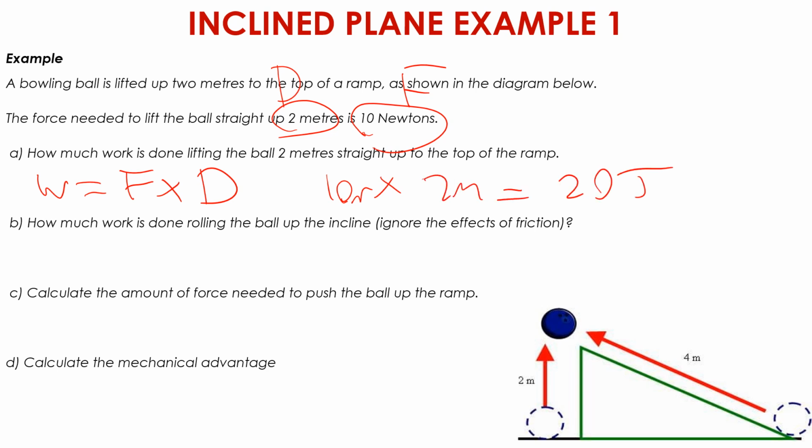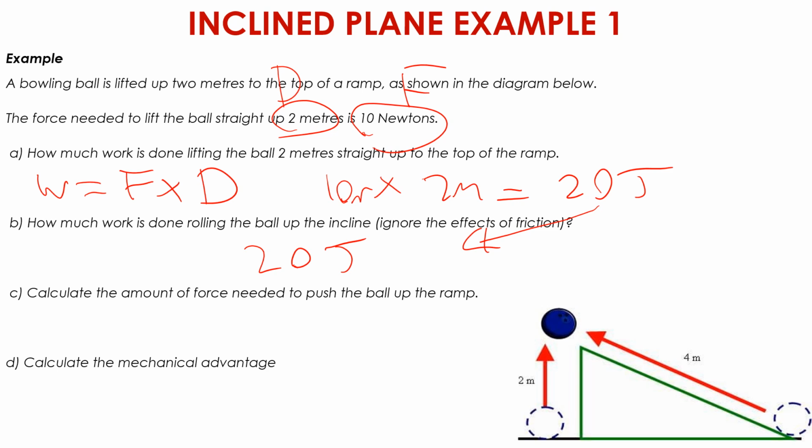Part B, how much work will it take to get the ball up the inclined plane? Well, again, the work is always the same. So we don't even need to use a formula. It's going to be 20 joules of energy regardless of the length of the inclined plane because of the trade-off between F and distance. Let's go backwards here.